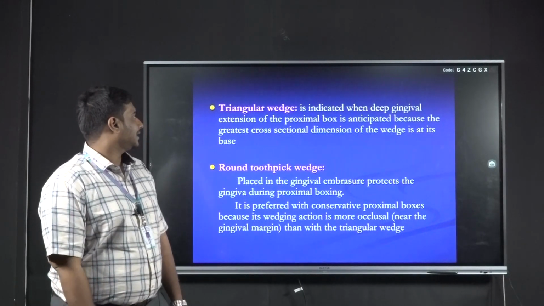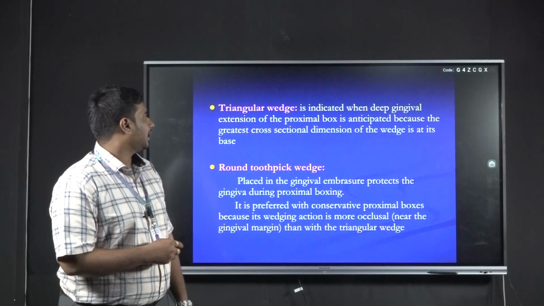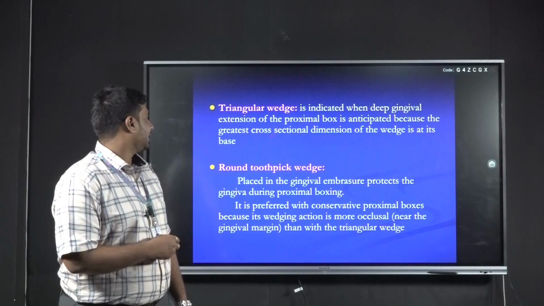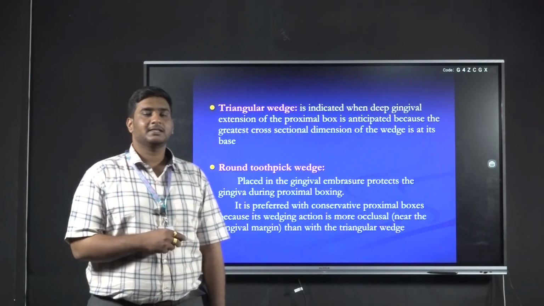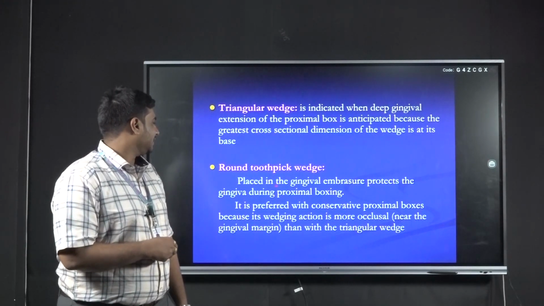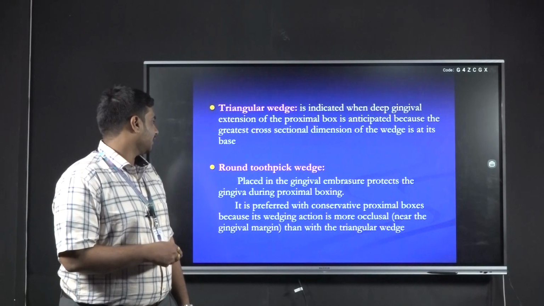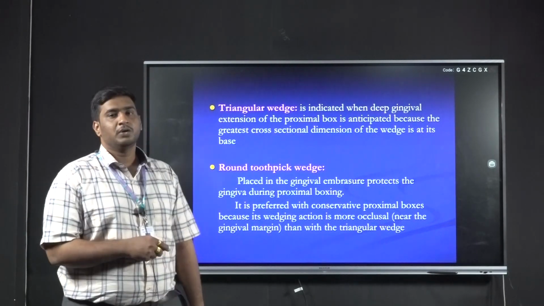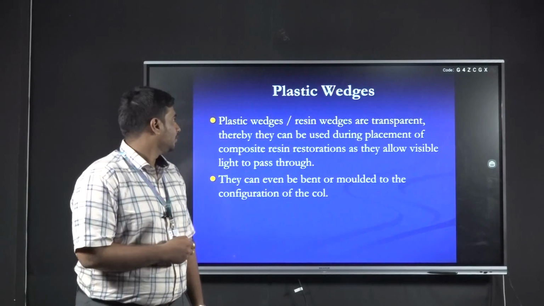So triangular wedges are generally indicated when there is deep gingival extension of the proximal box, which is anticipated, because the greatest cross sectional dimension of the wedge is at its base. So in these cases a triangular wedge is used. Whereas round toothpick wedges are placed in the gingival embrasure to protect the gingiva during the proximal boxing, and it is preferred with conservative proximal box preparation without the extension of occlusal surface.